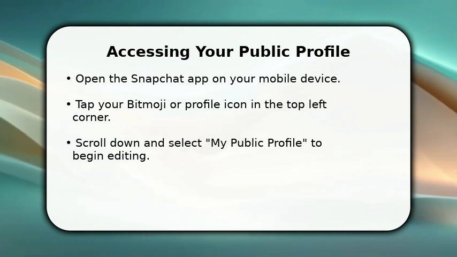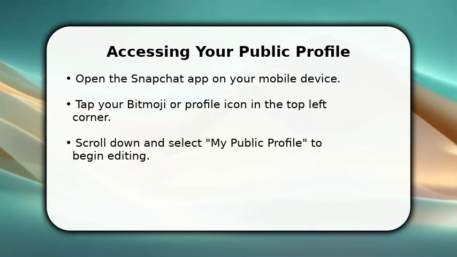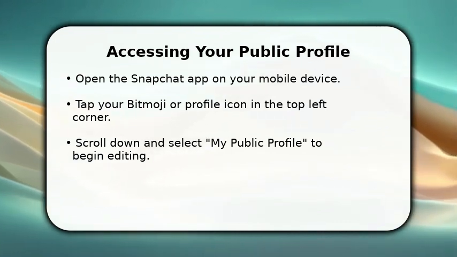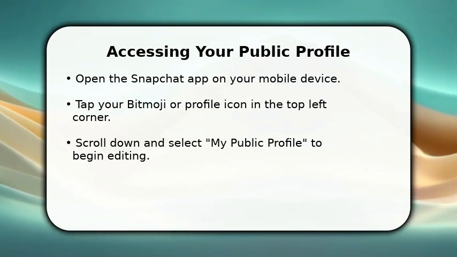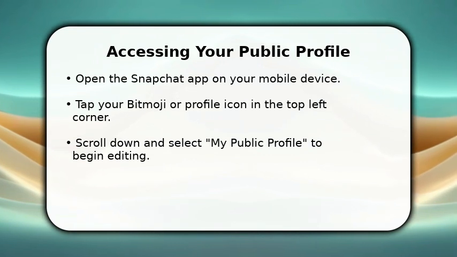Once your profile page loads, scroll down a bit until you see the section labeled My Public Profile. Tap on this option to access your public profile settings and begin making changes. This is your starting point for customizing your presence on Snapchat.